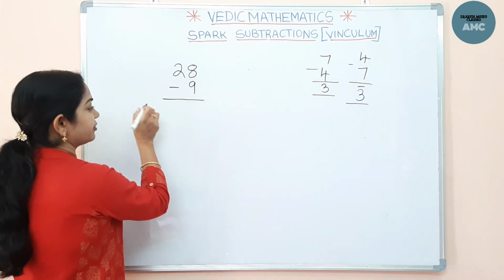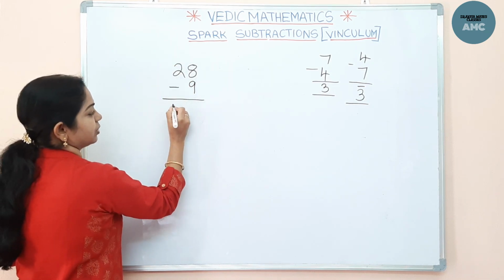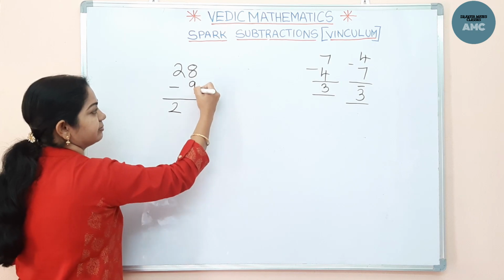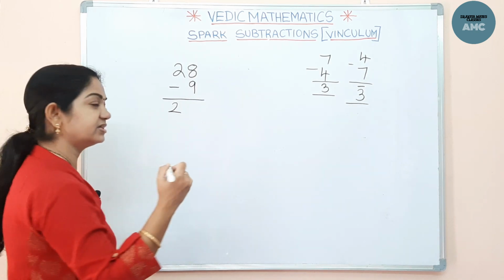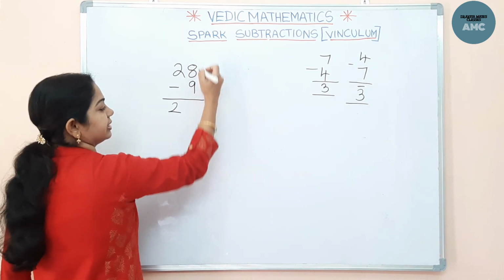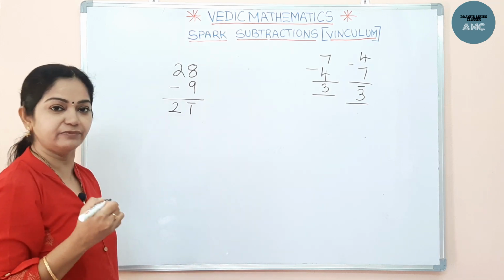Now proceed from left to right, that is true. 2, there is no digit here down, so I'll drop the 2 as it is. And 8 minus 9, that is practically not possible. So what do I do? The reverse subtraction. 9 minus 8 comes to 1. But a vinculum. Do not forget to keep a vinculum here.